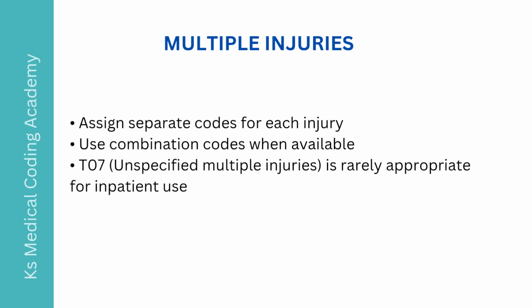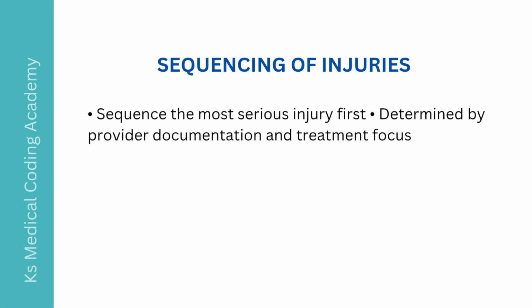Multiple injuries. When a patient has multiple injuries, assign separate codes for each injury, unless a combination code exists. Code T07, unspecified multiple injuries, should rarely be used in inpatient settings and only when specific details are unavailable. Sequencing of injuries. When multiple injuries are present, sequence the most serious injury first, based on provider documentation and the focus of treatment.